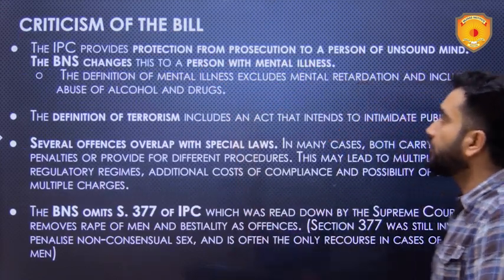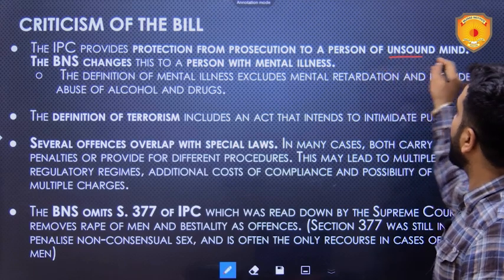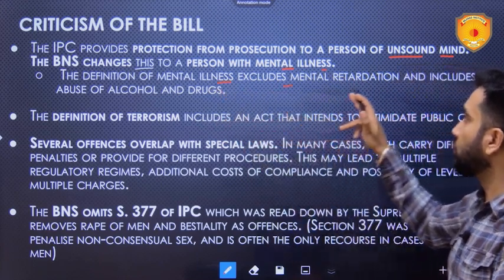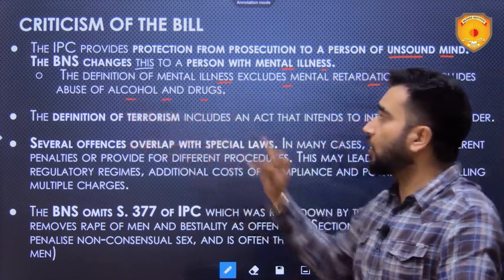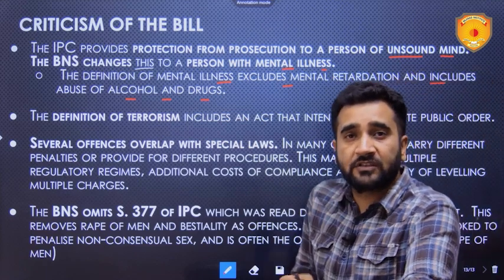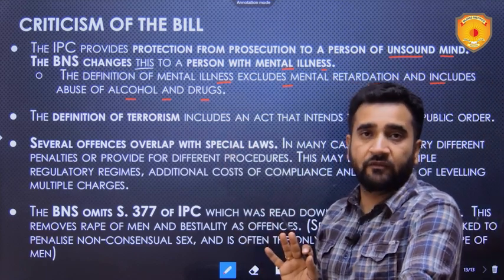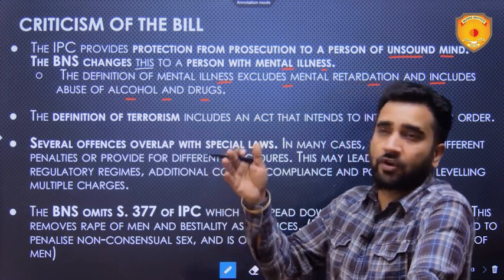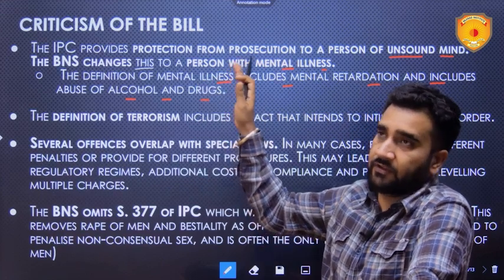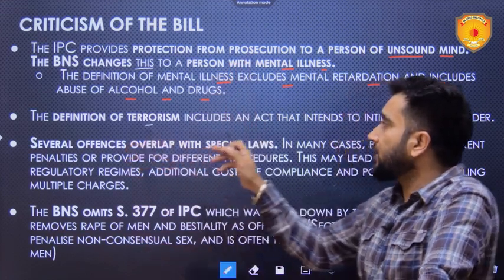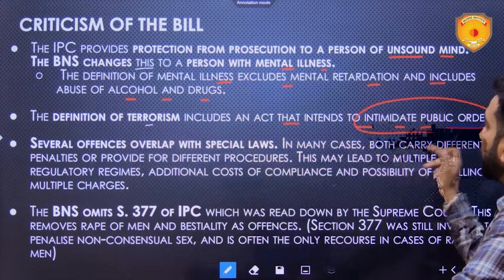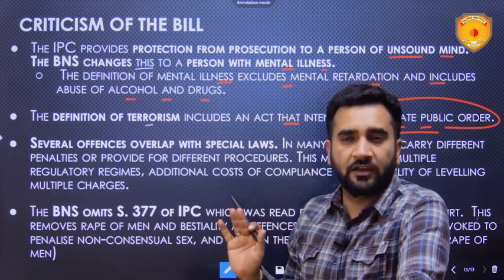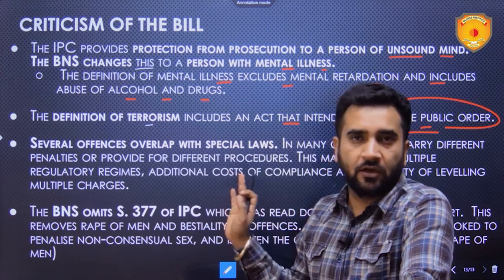Criticisms of this bill: it provides protection from prosecution to a person of unsound mind. BNS changes this to a person with mental illness. And the definition of mental illness excludes mental retardation and includes abuse of alcohol and drugs. So if any mentally retarded person is committing any crime, that person will be freed. That is not, I would say, justiciable, because even if that person is of unsound mind, it doesn't mean that that person engages in such kinds of activities. Then the definition of terrorism includes an act that intends to intimidate public order, which gives extraordinary interpretation powers to the state. You interpret, and if according to you that is a terrorist act, do that.